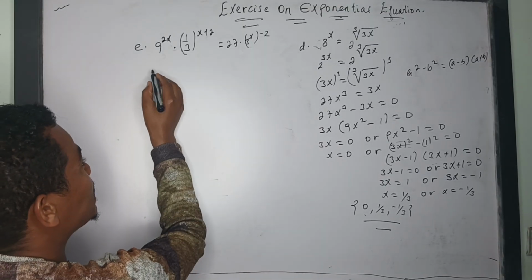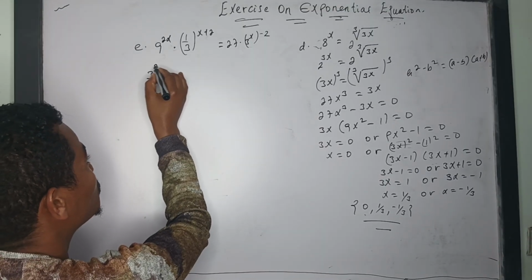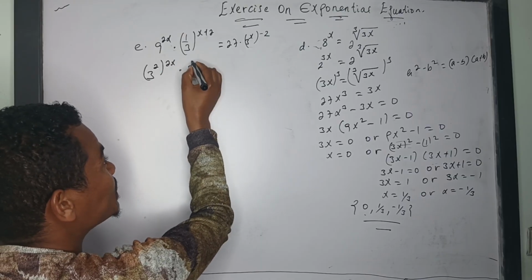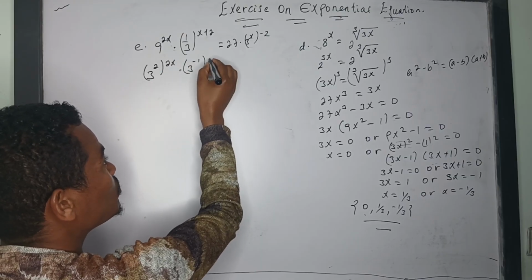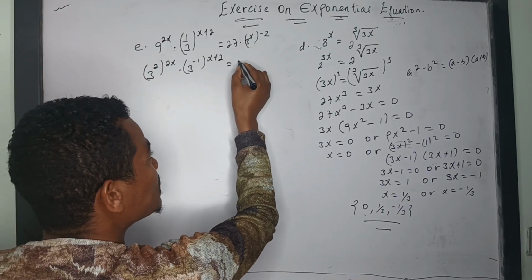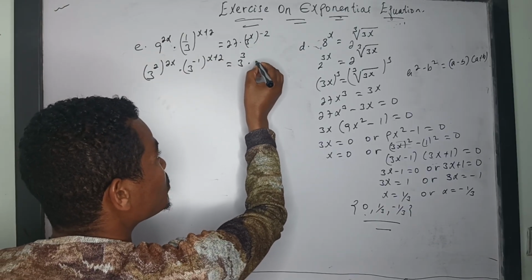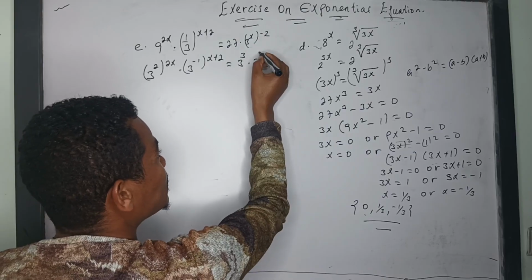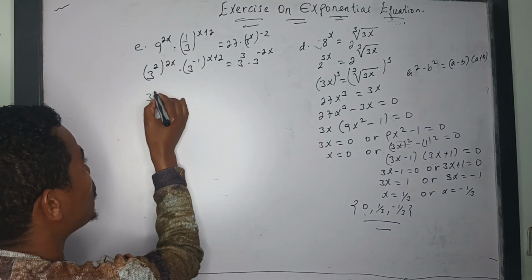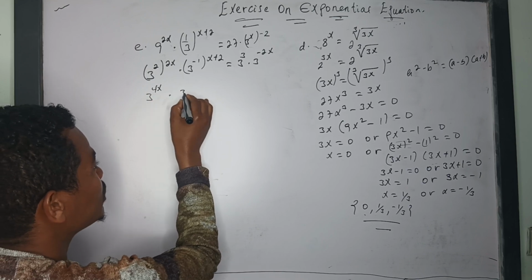So 9 is the same with 3 the power of 2, the power of 2x, times 3 the power of 1 over 3 is the same with 3 the power of minus 1, the power of x plus 2, is equal to 27, which is the same with 3 the power of 3, times 3 the power of minus x, which is minus 2x. Okay, this is the same with 3 the power of 4x times 3 the power of minus x minus 2.